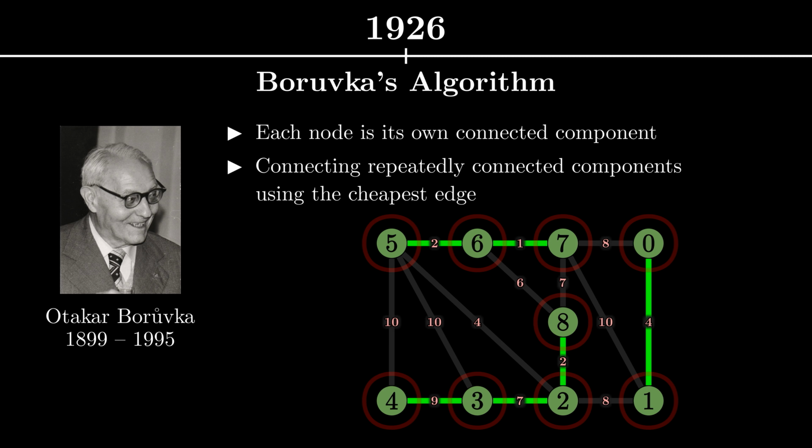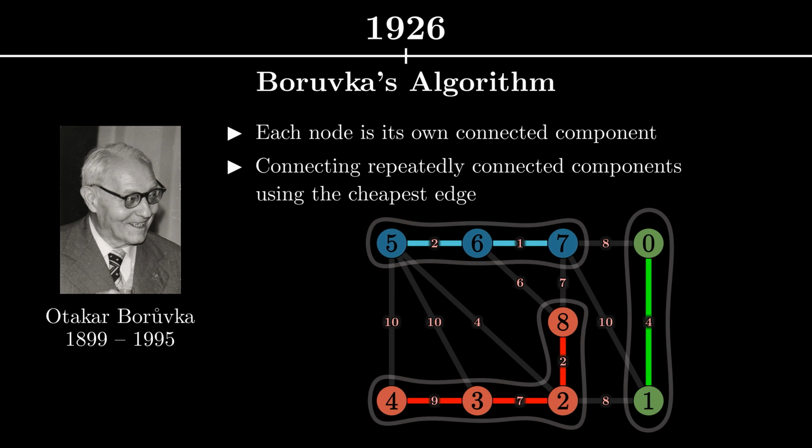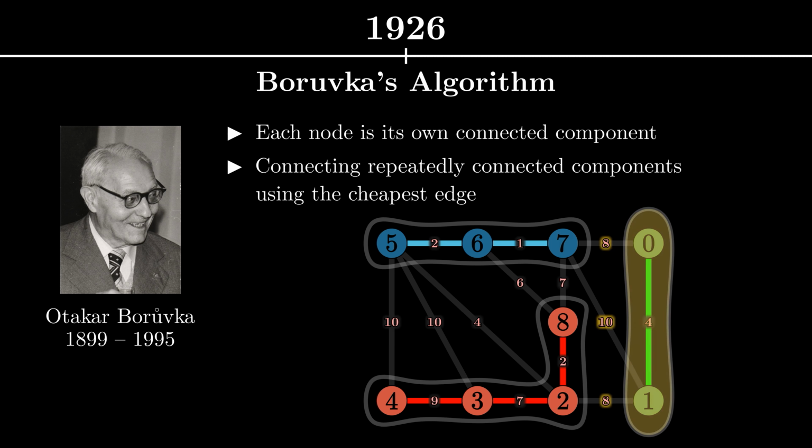Once we have processed all nodes, we notice that we have fewer connected components than at the beginning, and we have to repeat these steps over and over again until we have only one connected component.